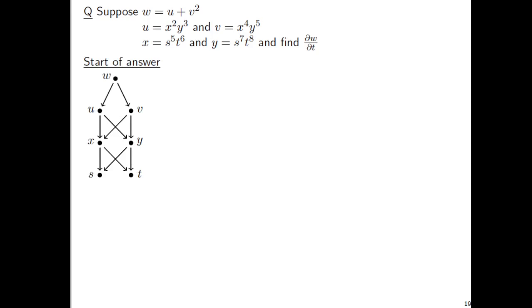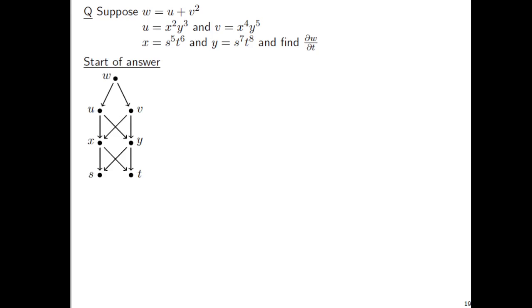Okay, so we've got w is equal to u plus v squared. We have u equals x squared y cubed, and v equals x to the fourth y to the fifth, x equals s to the fifth t to the sixth, and y equals s to the seventh t to the eighth. And we are asked to find dw dt. So it's like the first several parts of today's slides. So here's a start of an answer. This is just an outline, okay?